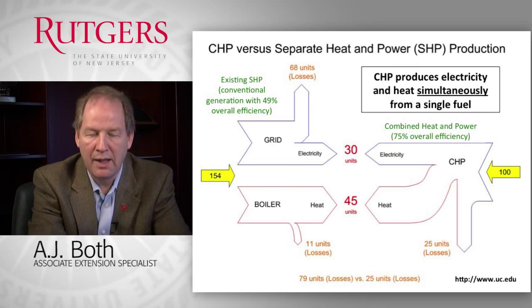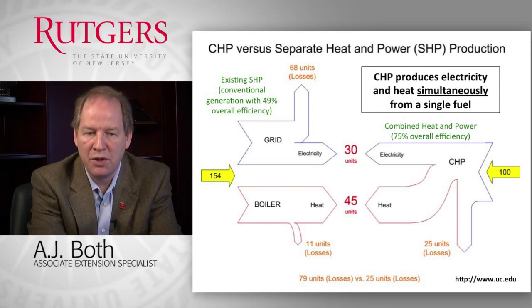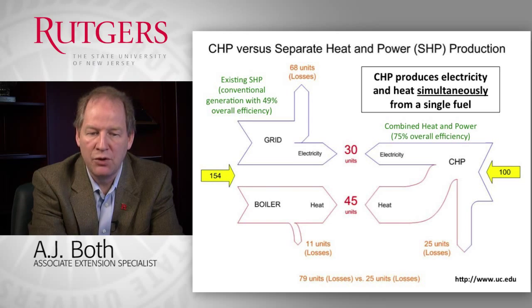To show you the potential advantages of using these combined heat and power systems compared to conventional systems, I have this little graphic. It shows on the left-hand side that for a conventional system, where you buy in electricity from the local grid and you have your own individual boiler system to generate heat, you need 154 energy units to generate 75 useful energy units on your site.